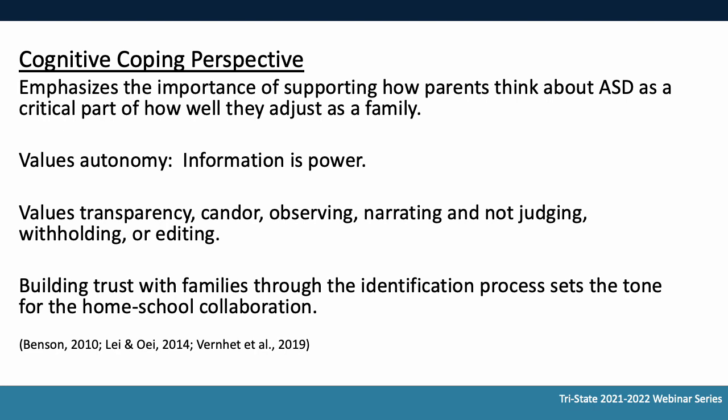Oftentimes, as we do talk to parents about autism signs and symptoms in their son or daughter, we will have multiple conversations about this. And it's really important to build trust with families through this identification process, as that's quite likely to set the tone for future home-school collaborations. And we know from the research in special education that when families and school teams are on the same page for a particular student, we tend to see better outcomes. So there are lots of good reasons for trying to build that trust, share what we are seeing as child development experts, and support the parents to manage and adjust to what might be difficult news, but not to protect them from it.